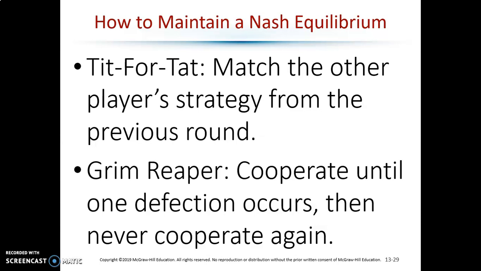So while there are a lot of ways in which you will see that mutually beneficial outcome come about, the social optimum, as it's called, even if that's not the equilibrium, tit for tat is probably the most prominent one. It says here, match the other player's strategy from the previous round.